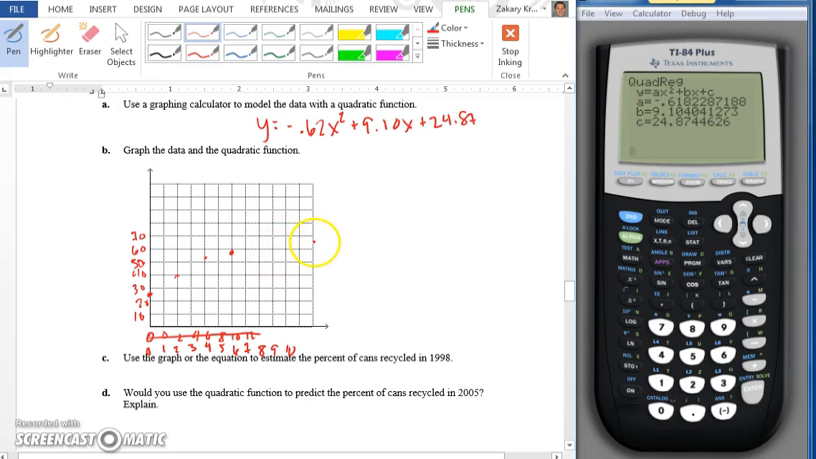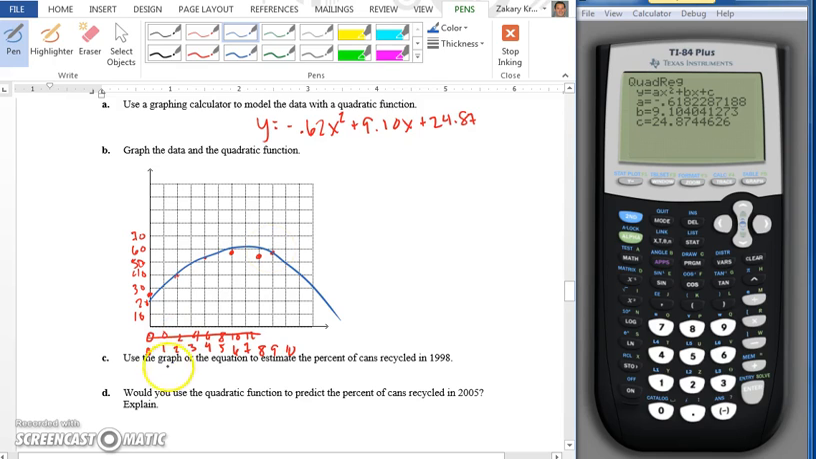Okay, so you're going to graph your points first. And then next, you're going to graph the equation. So it's going to look something along these lines. It's not going to be exact. It may not hit every point. You don't want straight lines because remember, we're graphing a parabola.